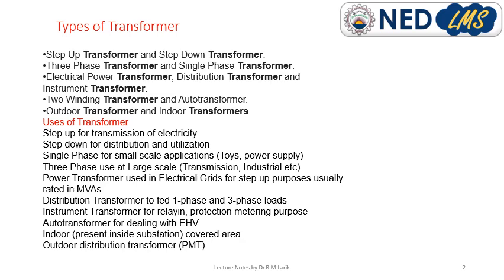Power transformers are used in electrical grids to step up for the purpose of transmission, and they are rated in MVA, that is megavolt amperes. Distribution transformers are used to feed the loads: single phase loads, domestic loads, commercial loads, and three phase loads, industrial loads, agricultural loads, and so on. Instrument transformers are used for relaying, protection, and metering purposes. Instrument transformers are just the name for the current transformer and potential transformer.